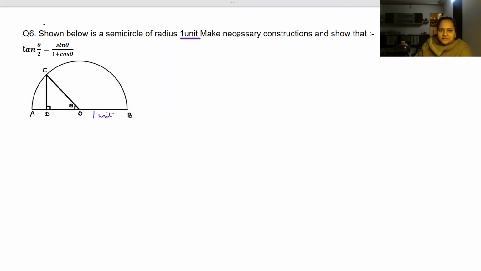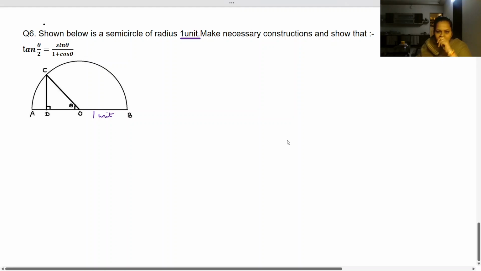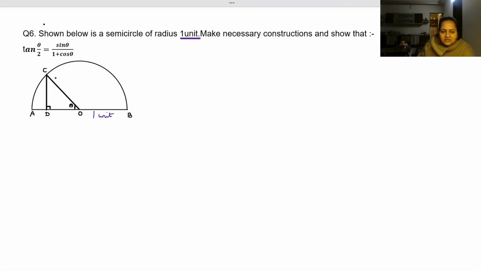Okay, not a difficult one. So in this question, we are going to make a construction. Let's see what construction will help us. Let's join O to C. We are joining O to C, which has already been given, and that is 1 unit.